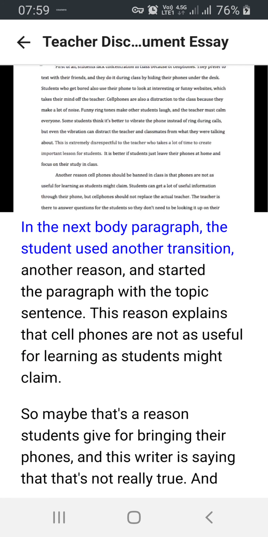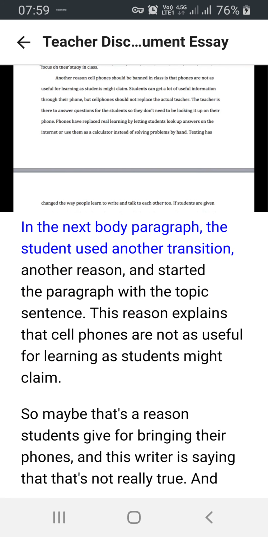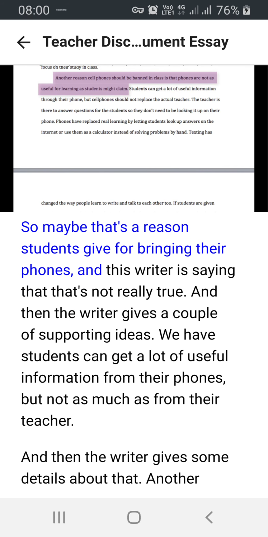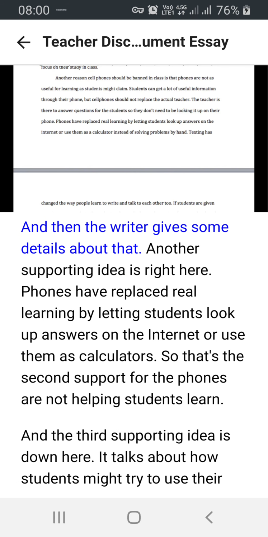In the next body paragraph, the student used another transition, another reason, and started the paragraph with the topic sentence. This reason explains that cell phones are not as useful for learning as students might claim. So maybe that's a reason students give for bringing their phones, and this writer is saying that that's not really true. And then the writer gives a couple of supporting ideas. We have students can get a lot of useful information from their phones, but not as much as from their teacher. And then the writer gives some details about that.